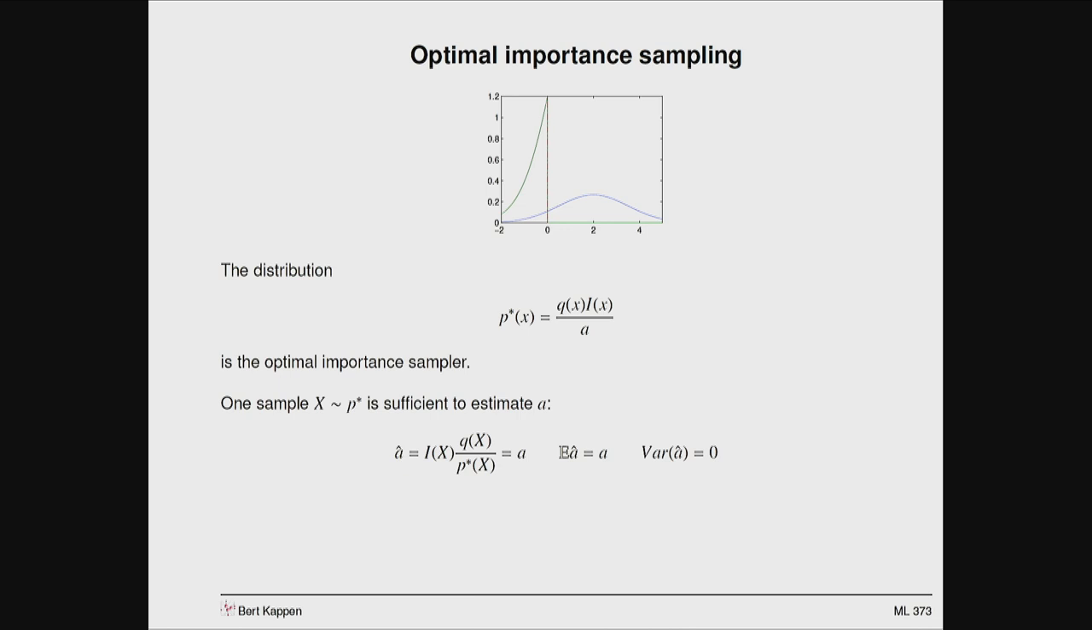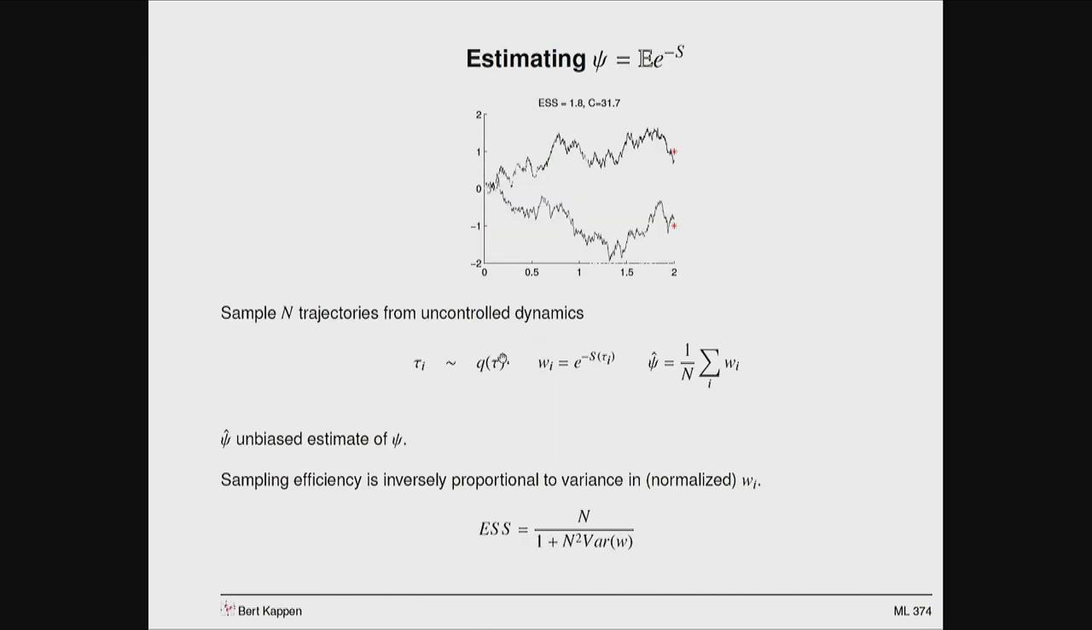But of course, it's unrealistic, because it requires a notion of A, which is a normalization, which I don't know, which is the thing I started out to compute. But this is the optimal importance sampling. So the same holds for the path integral trajectory. Here we have the same problem, and I draw trajectories from the uncontrolled dynamics, which is just a normal diffusion, and I weight them with e to the minus S, and I get an estimate of psi, which is just this average, right?